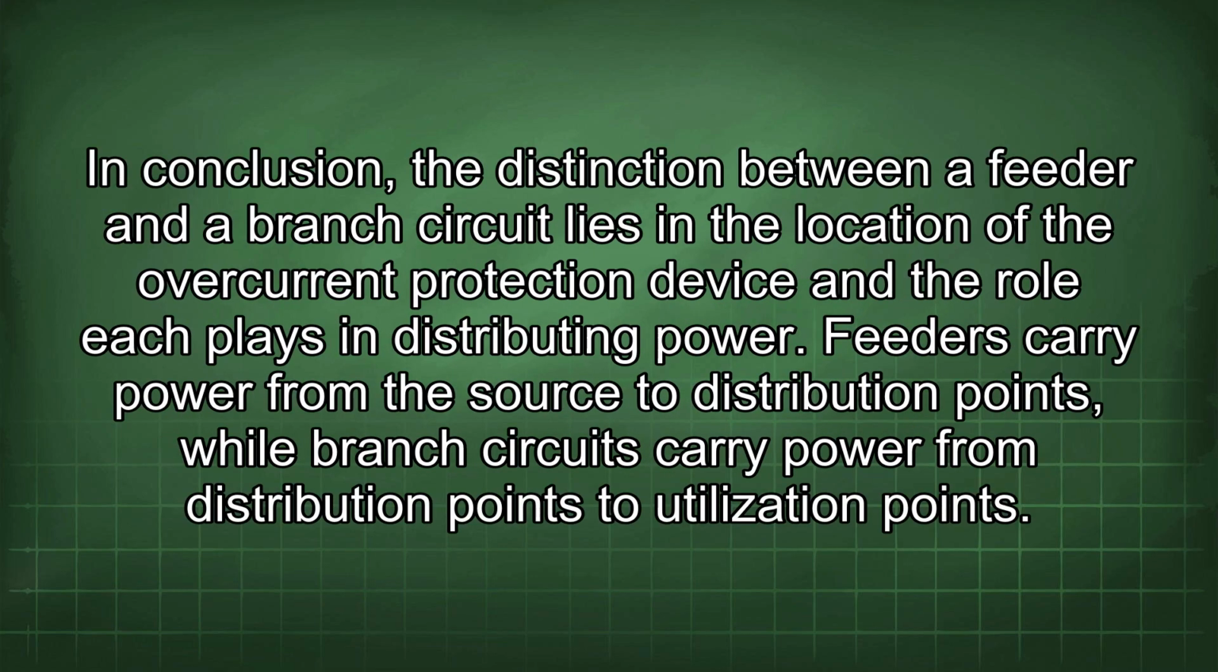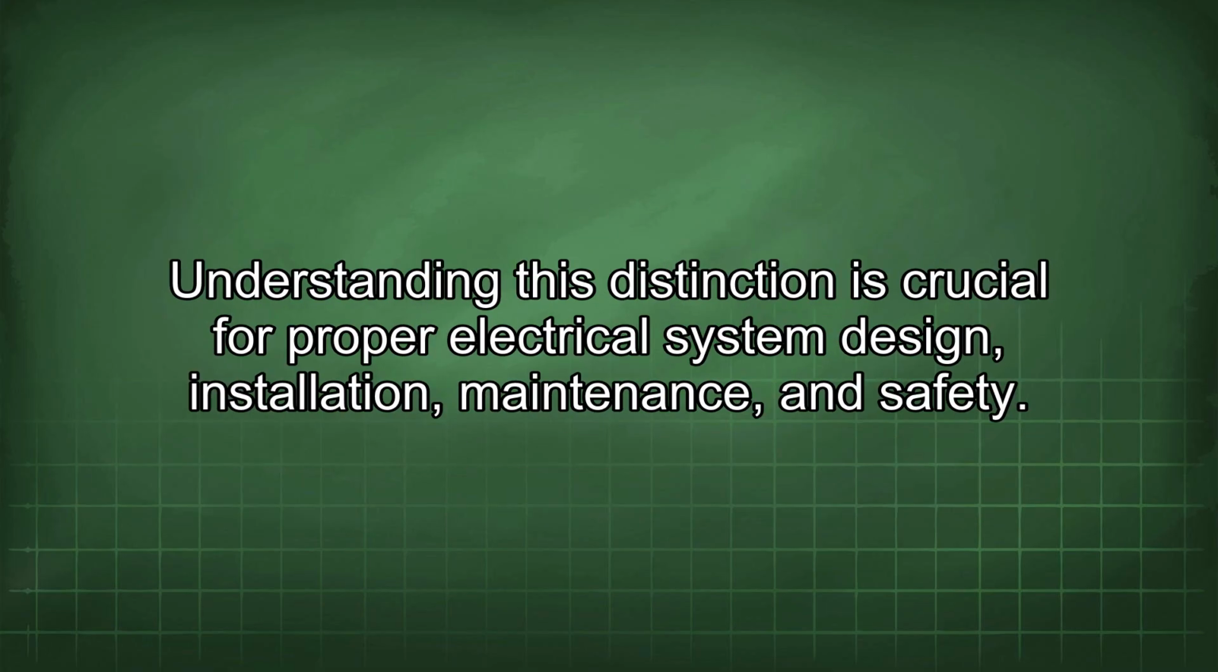In conclusion, the distinction between a feeder and a branch circuit lies in the location of the overcurrent protection device and the role each plays in distributing power. Feeders carry power from the source to distribution points, while branch circuits carry power from distribution points to utilization points. Understanding this distinction is crucial for proper electrical system design, installation, maintenance, and safety.